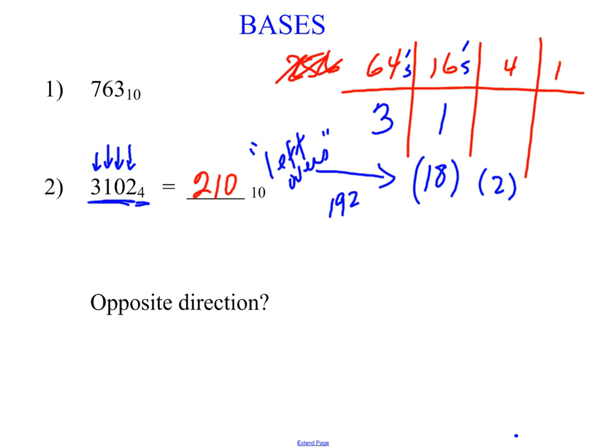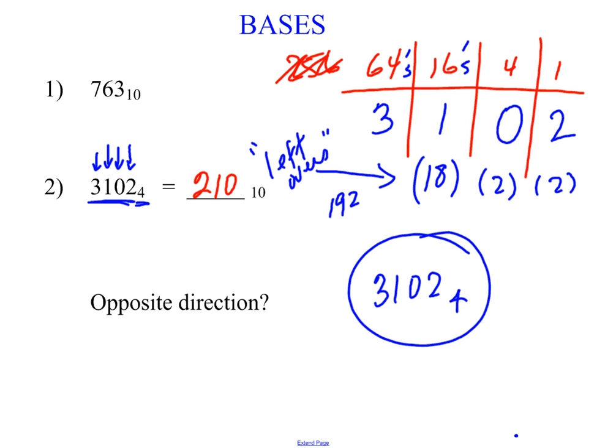And so 2 left over. How many 4s go into 2? None. I still have 2 left over. How many ones go into 2, and this will always work out here, 2. So my final answer then is 3102 in base 4. A little harder to go in that direction, I think.